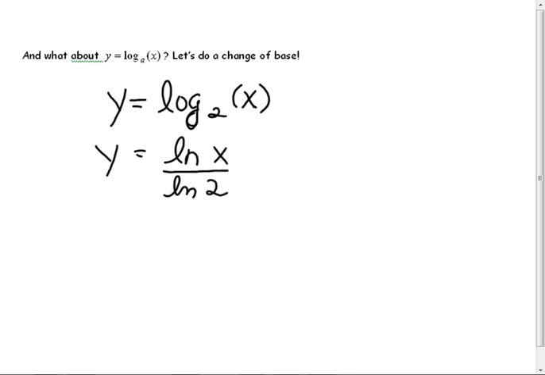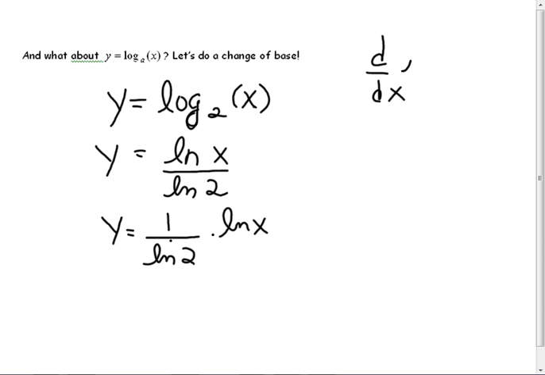Now I can do a derivative, but let me rewrite this. This is 1 divided by the natural log of 2, but that's just a number, times the natural log of x. Do you agree that these are the same things? But it could be base 10. No, I want natural log, because I don't know what the derivative of base 10 log is. All I know is the derivative of the natural log of x, because that came from e to the x. That was 1 over x.